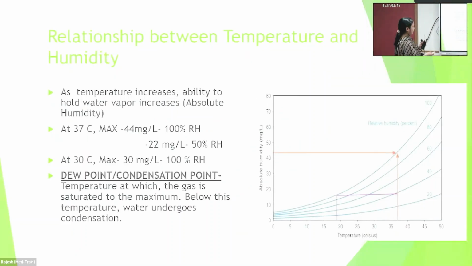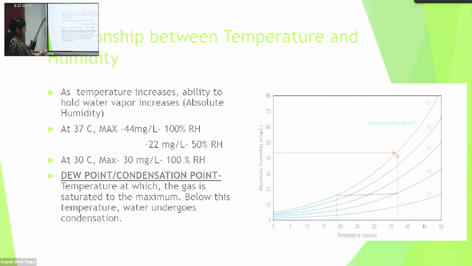So in this graph, when we see as the temperature increases, the ability to hold the water vapor increases. The actual amount is the absolute humidity. For example, at 37 degrees centigrade, the maximum water vapor that the gas can hold will be around 44 milligrams per liter. It is a maximum, so it is 100% relative humidity. But if at that temperature it is only holding 22 milligrams per liter, then it is 22 by 44, that is 50%. So as the temperature increases, the water vapor holding capacity increases. But as the temperature comes down, there will be condensation and water will be coming back on cooling.